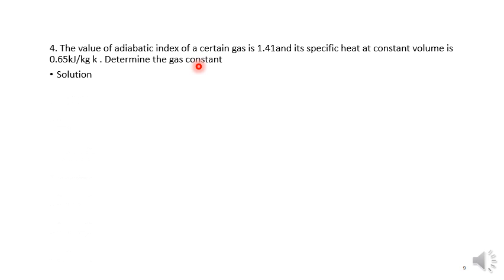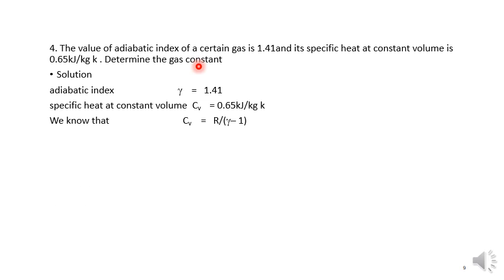So first write the given data. The adiabatic index gamma is equal to 1.41. Specific heat at constant volume Cv is equal to 0.65 kilojoule per kg Kelvin. We know that Cv is equal to R divided by gamma minus 1. So R is the gas constant. Taking this denominator, gamma minus 1, and cross multiplying, it moves to the left side. It becomes R is equal to Cv into gamma minus 1.